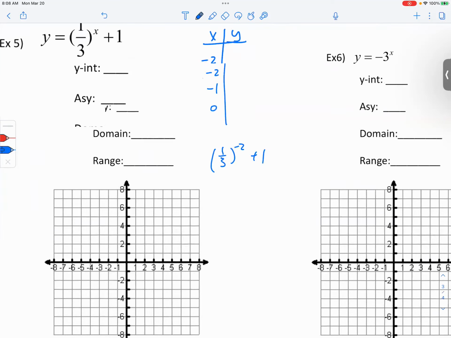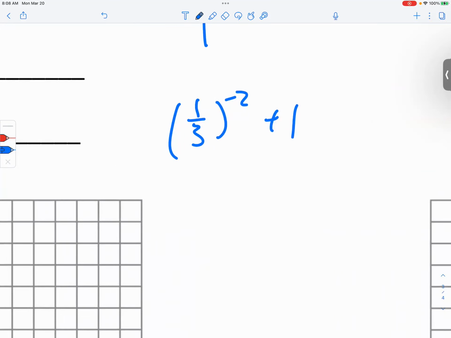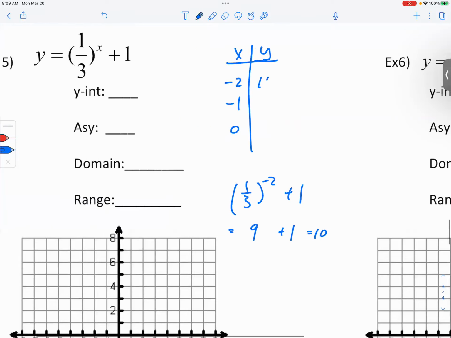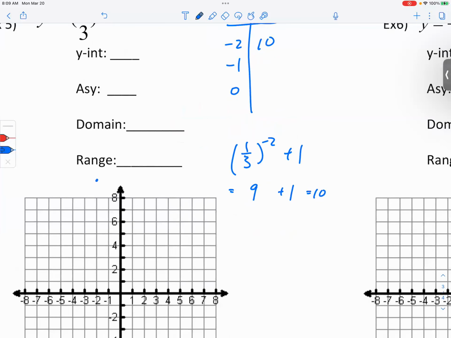All right, so give yourself a moment. Can you get what is 1/3 to the -2 power? That's equal to 9. Okay, you do the reciprocal. 1/3 becomes 3. That's a negative power. And then you square it. So that's 9, plus 1 is 10. So at -2, it is 10. So somewhere up there off the chart.